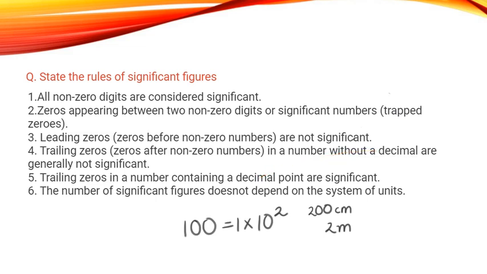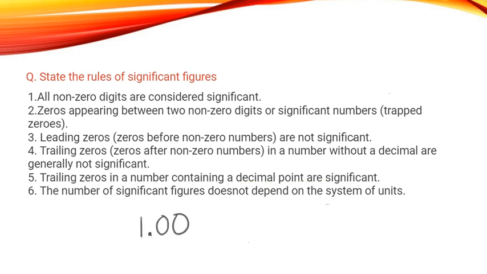So the trailing zeros in a number containing a decimal point are significant. What does this mean? If you have a number like this one, note in this case you are considering a decimal point here. So in such a case the trailing zeros will become significant. Fine. So how many significant figures will be there? 1, 2, 3.